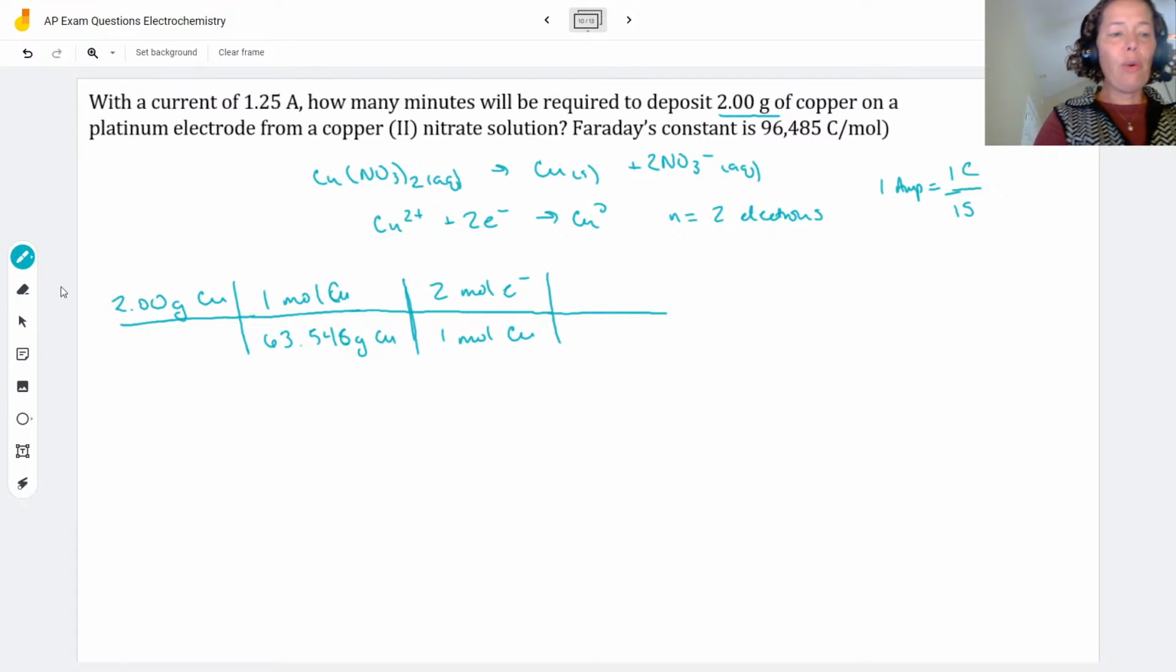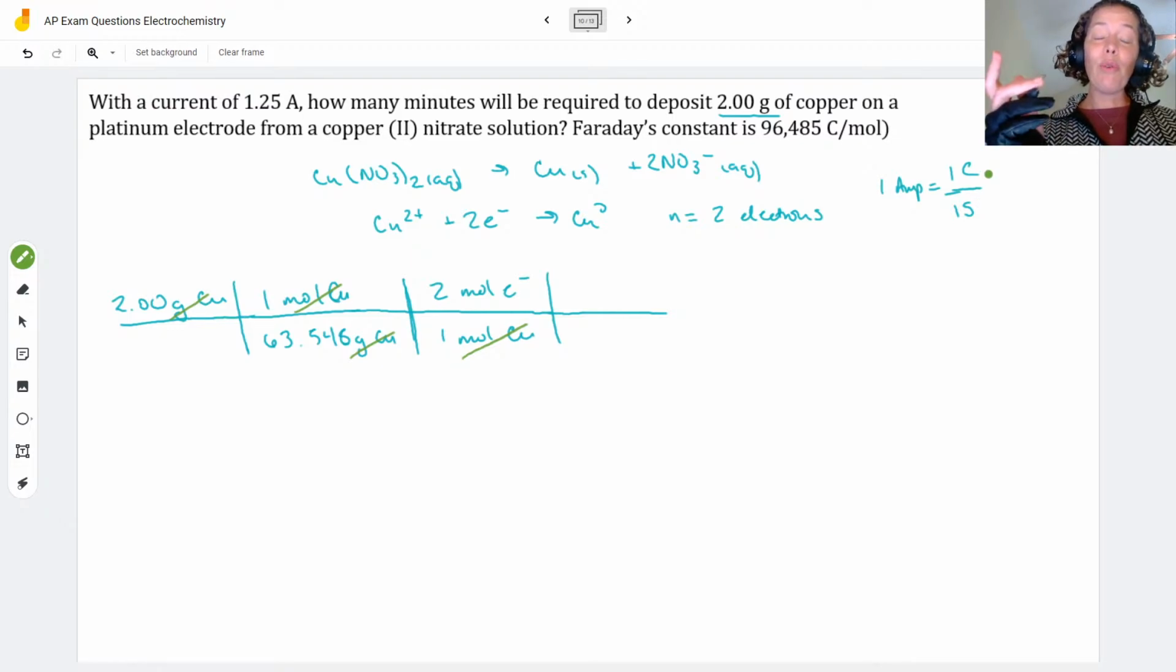Okay, so I should put in all of my cancellation. My grams of copper have canceled. My moles of copper have now canceled. Now I've got moles of electrons. Again, I know at some point I'm going to have to use my amps. So I've got 1.25 amps, so I'm going to have coulombs. And once I get to coulombs, then I'm getting to time. So I'm really, really close to that.